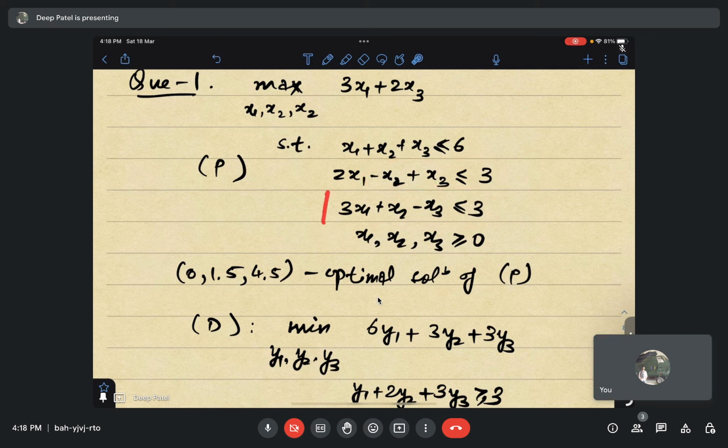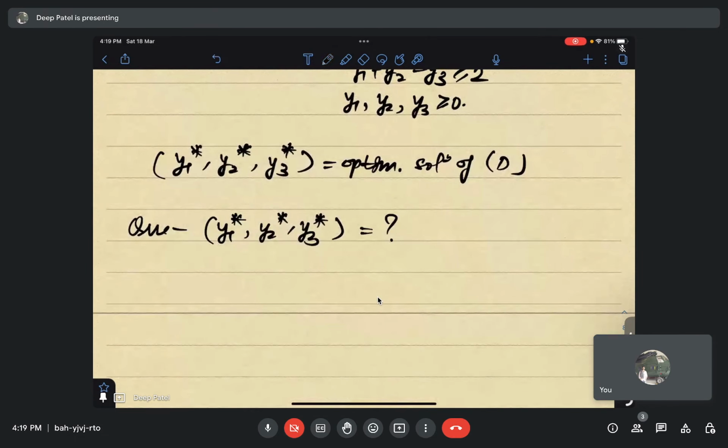But what about this one, 3x1 plus x2 minus x3? That's a strict inequality, right? Because 1.5 minus 4.5 is not equal to the right-hand side. Previously it was minus x2 plus x3, now it is x2 minus x3. So you're getting the idea.